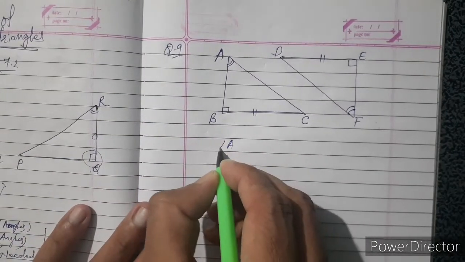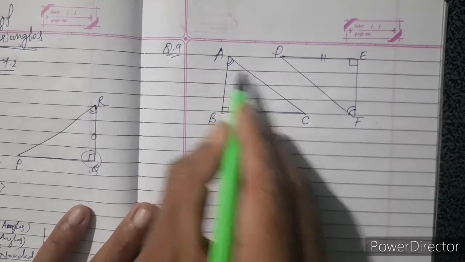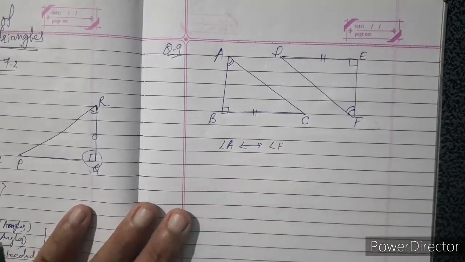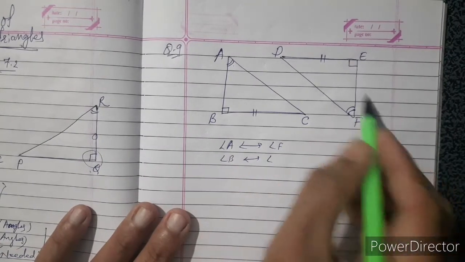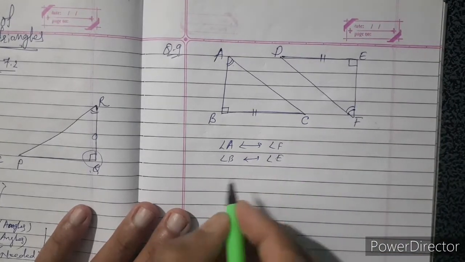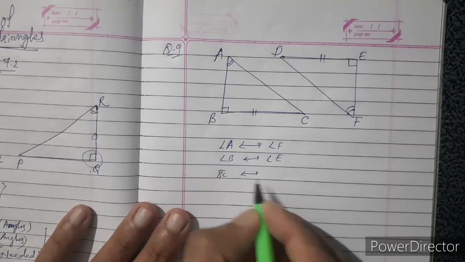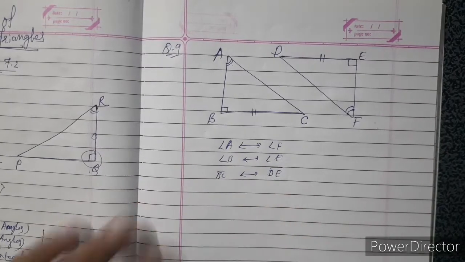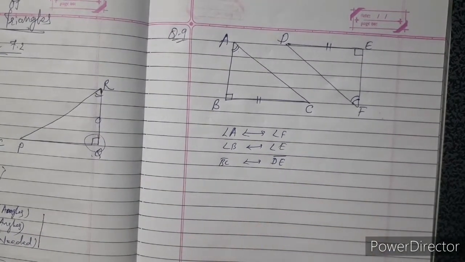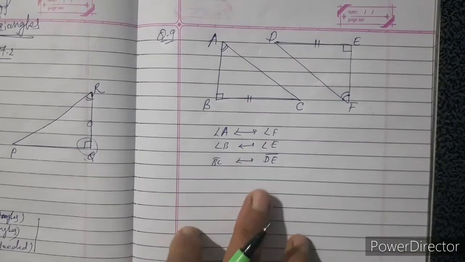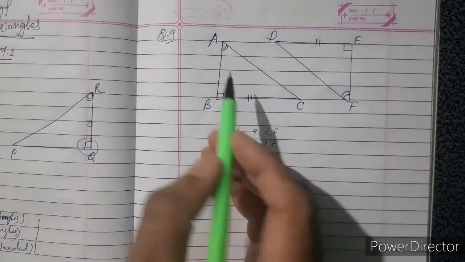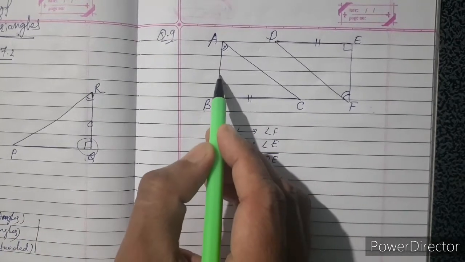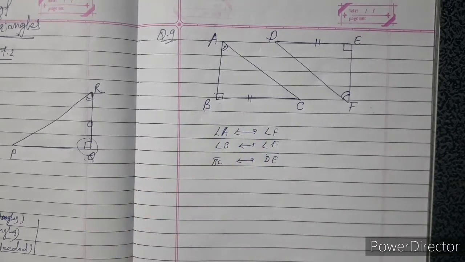Look, angle A corresponds to angle F, with the same double sign here. Same, angle B corresponds to angle E. And two sides are corresponding, BC corresponding to DE. Now look, two angles and one side are there. When two angles and one side are given, just check whether the included side is there or not. Look, these two angles are there and the included side is AB, but here BC is given. That means that is not the included side.